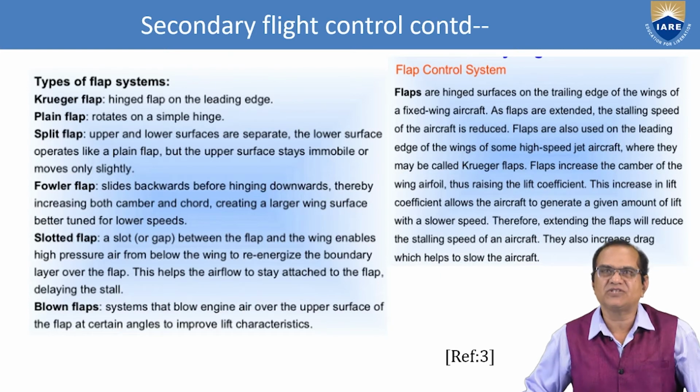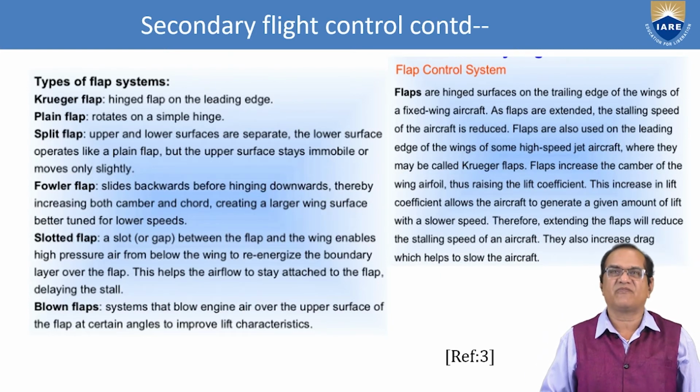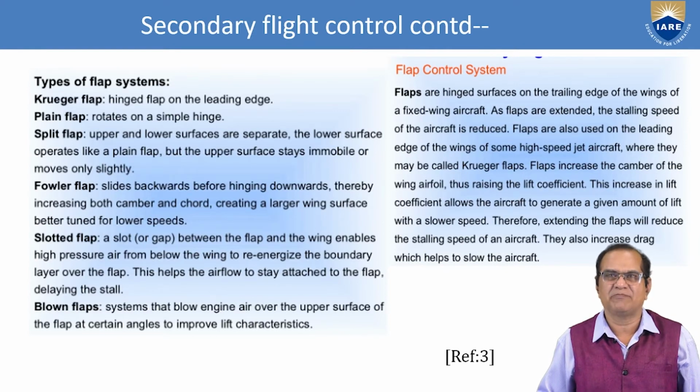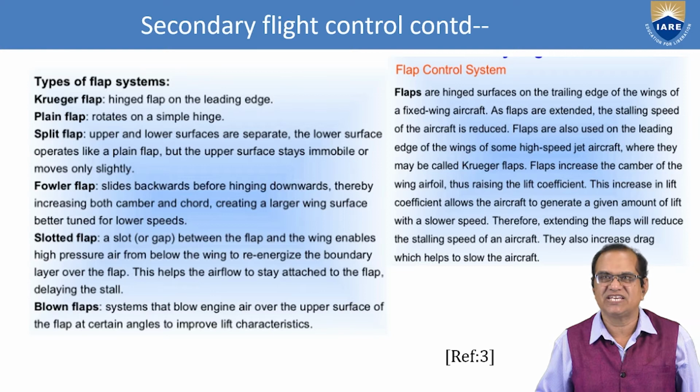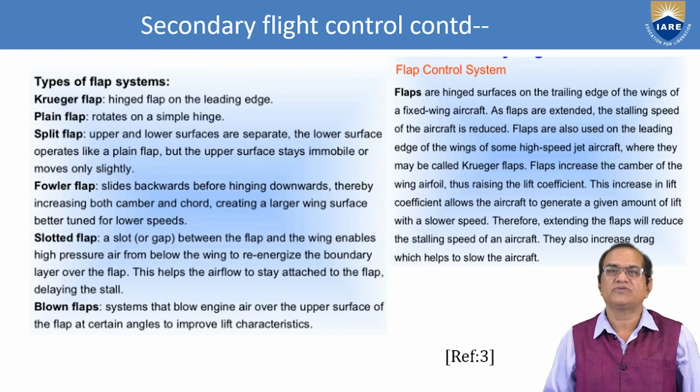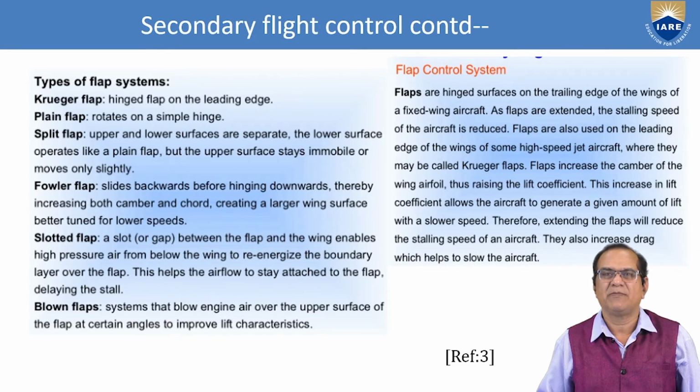Secondary flight controls: we have different types of flight controls like Kruger flaps, a hinged flap on the leading edge; plain flaps, which rotate on a simple hinge; and split flaps, where the upper and lower surfaces are separated. The lower surface operates like a plain flap, but the upper surface stays immovable or moves only slightly. Fowler flaps slide backward before hinging downwards, thereby increasing both camber and chord, creating a larger wing surface, better suited for lower speed.